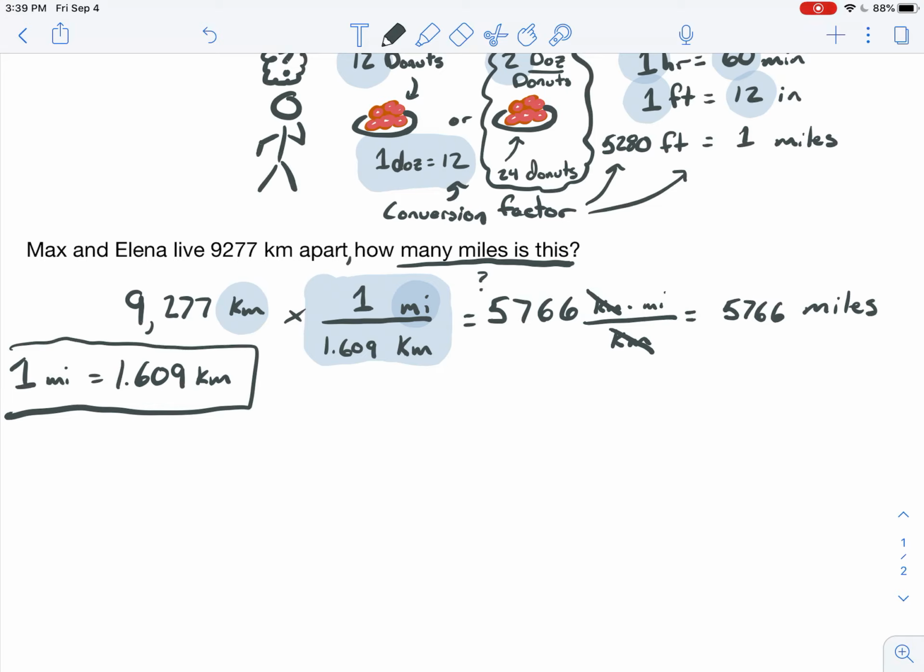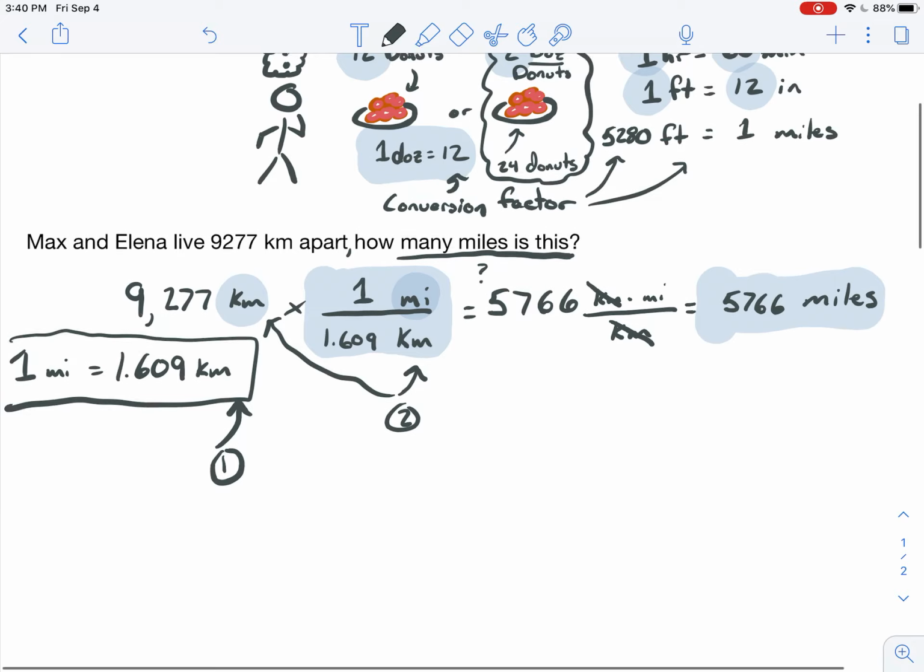Okay? So that's how you do a unit conversion. The two big keys that you need to remember is number one, you need a conversion factor. And number two, whatever unit you're trying to cancel out, that needs to go on the bottom because you're starting with the other one on top.